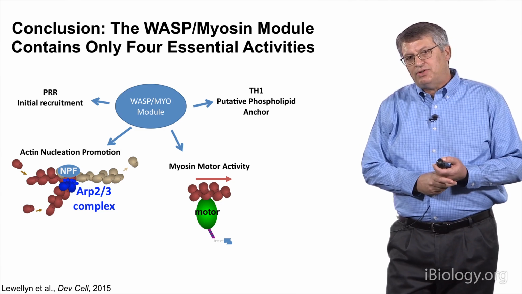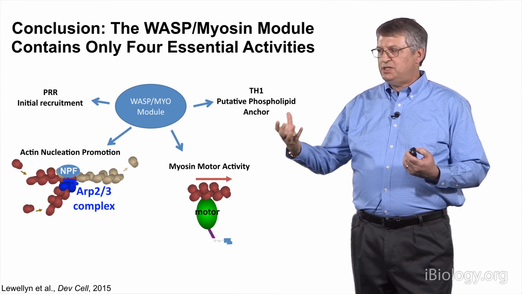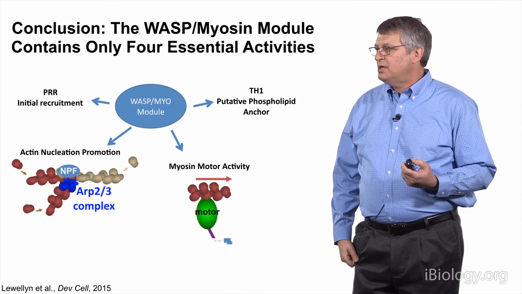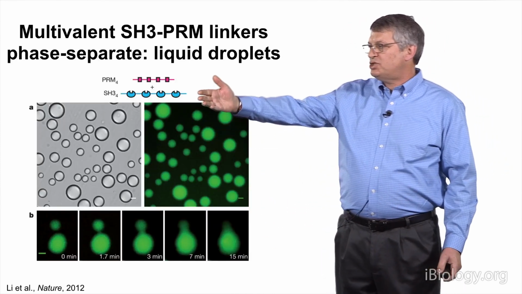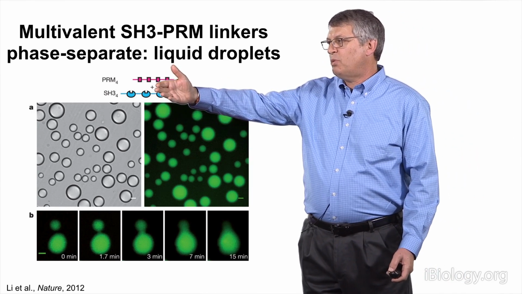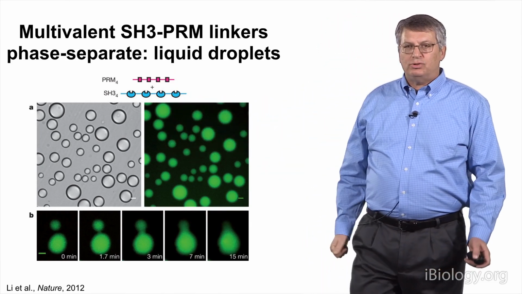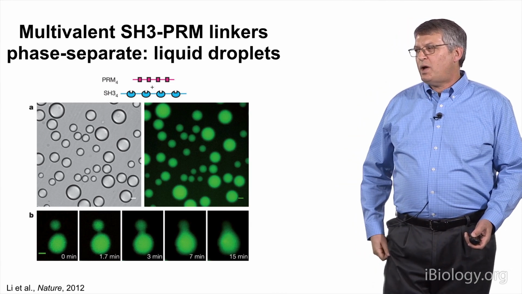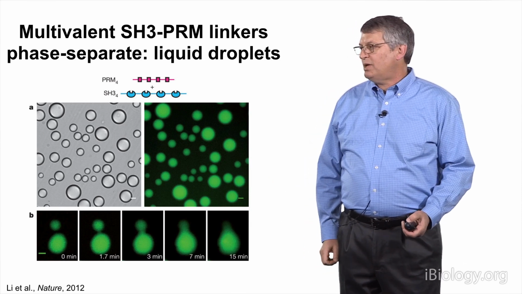And that was very interesting to us, the need for a proline-rich domain to concentrate this machinery for assembling actin and making forces on actin at the endocytic sites, because work from Michael Rosen's lab had shown that proline-rich motifs can interact when they're in a multivalent state with SH3 domains in a multivalent state to make liquid droplets in solution, okay, in biochemical studies. And we wondered whether something like this might be occurring during the endocytic pathway in yeast.